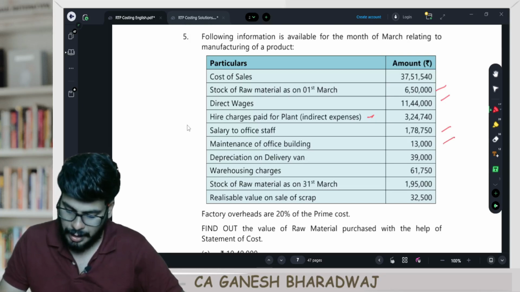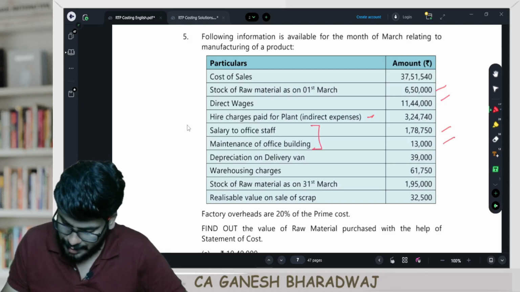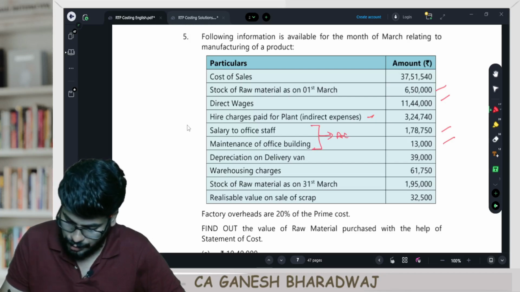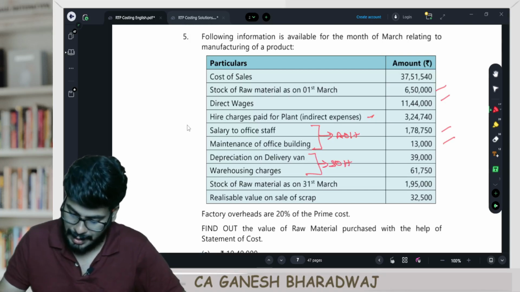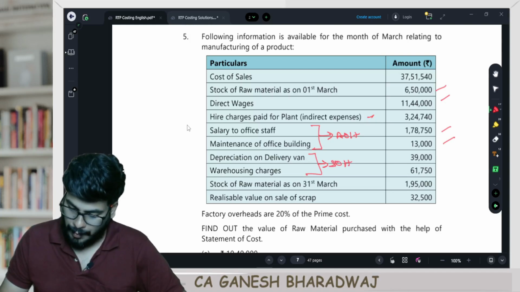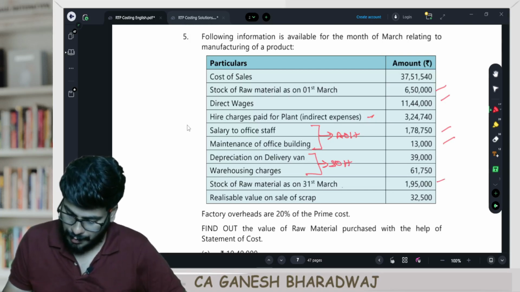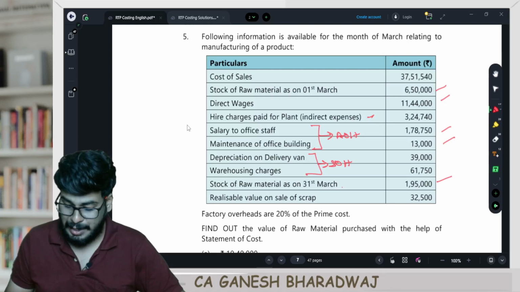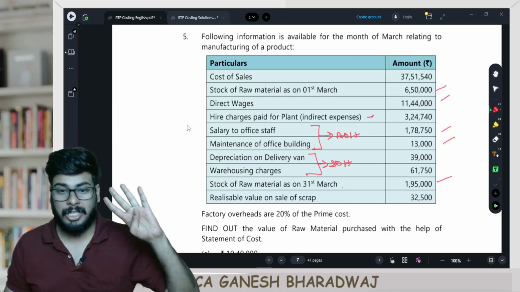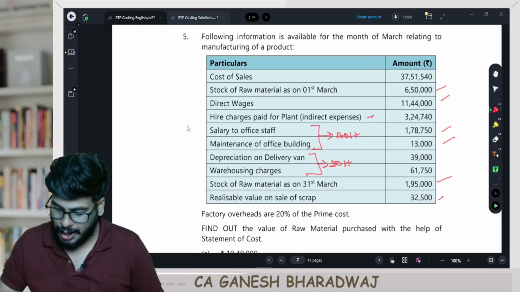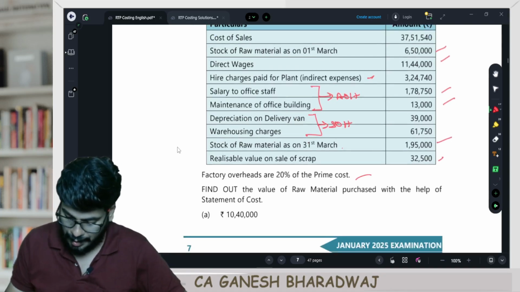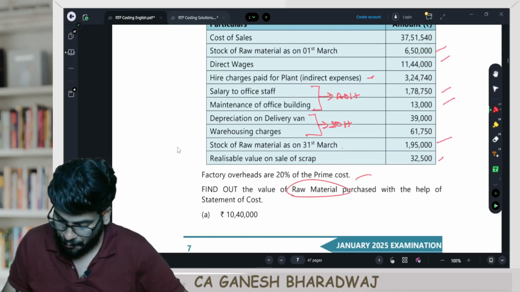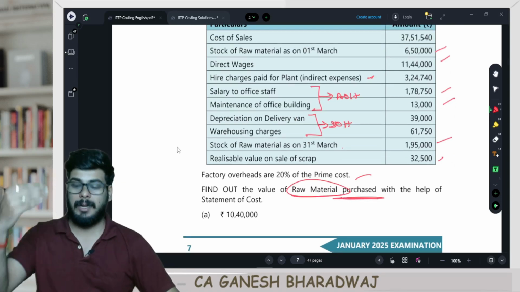Maintenance to office building. So office staff, office building, these two figures will come under AOH, right? Depreciation on delivery van and warehouse charges, this comes under selling and distribution overheads, SOH. Stock value as on 31st March, they've given the closing stock value of raw material and the realizable value on sale of scrap, those are 4 additions, 1 deletion, and that deletion item is given here. Factory overheads is given as 20% on prime cost. Find out the value of raw materials purchased with the help of statement of cost.